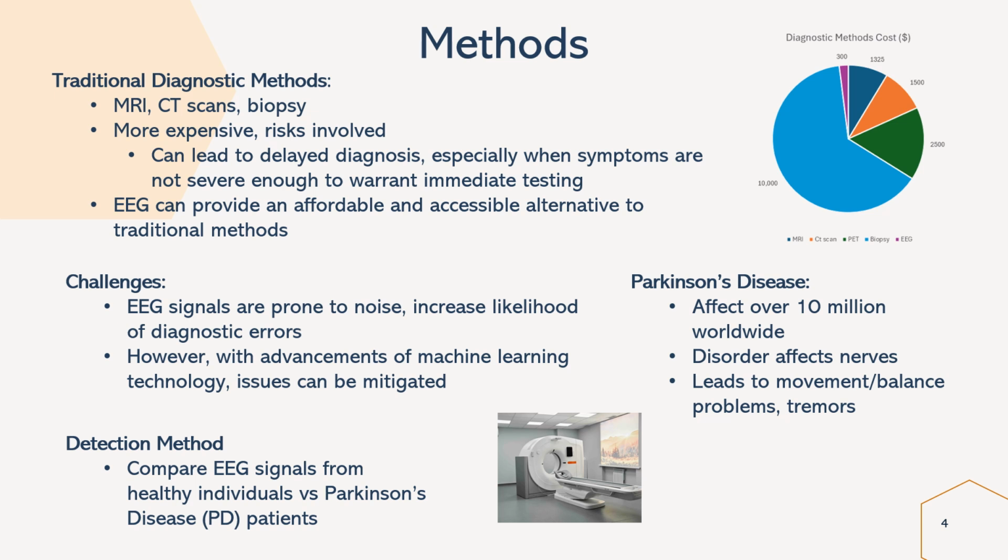So in order to detect Parkinson's disease using EEG signals, I'll be comparing EEG signals from healthy individuals against Parkinson's disease patients. And Parkinson's disease is a very common neurological disorder that has affected over 10 million people worldwide. And it affects the nerves, which then leads to movement and balance issues.